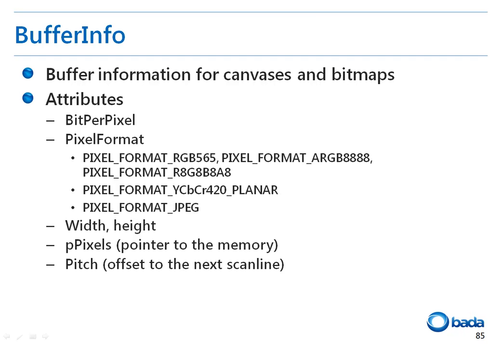The BufferInfo class contains information about the buffer. In particular, the class contains information about the buffer of a canvas or the buffer of a bitmap image. This information includes the bits per pixel that describes how many bits have been used for a pixel, the pixel format that describes the format of the pixel values, the width and height of a buffer, the pointer to an array where the actual buffer is stored, as well as the pitch that describes how many bytes have been used for a scan line.